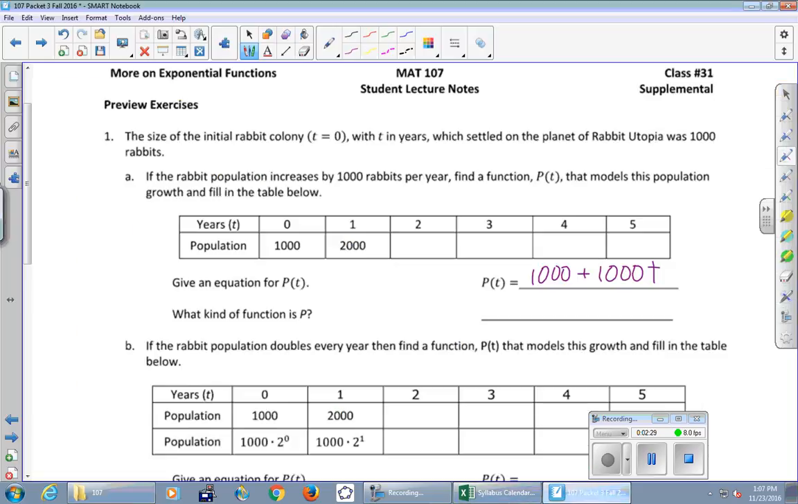I've already filled in this equation for the increasing by 1,000 rabbits per year. So it starts at 1,000 rabbits, that's right there, and then it gains 1,000 rabbits per year. 1,000t says 1,000 rabbits per year. It's a one-word answer here. What kind of function is p? Not exponential, linear, right? That is a linear function.